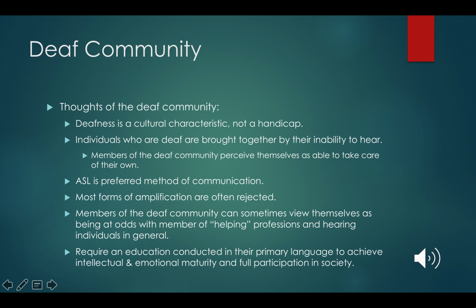I also wanted to take the time in this presentation to talk a little bit about the deaf community. So certain thoughts of the deaf community include deafness is a cultural characteristic, not a handicap. And individuals who are deaf are brought together by their inability to hear. So members of the deaf community perceive themselves as able to take care of their own.